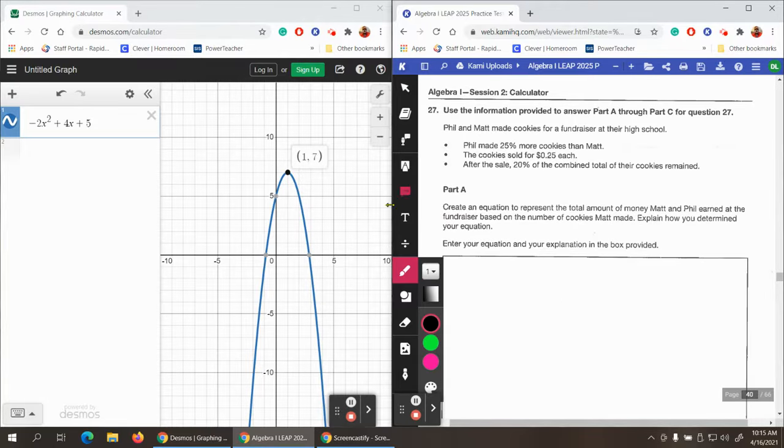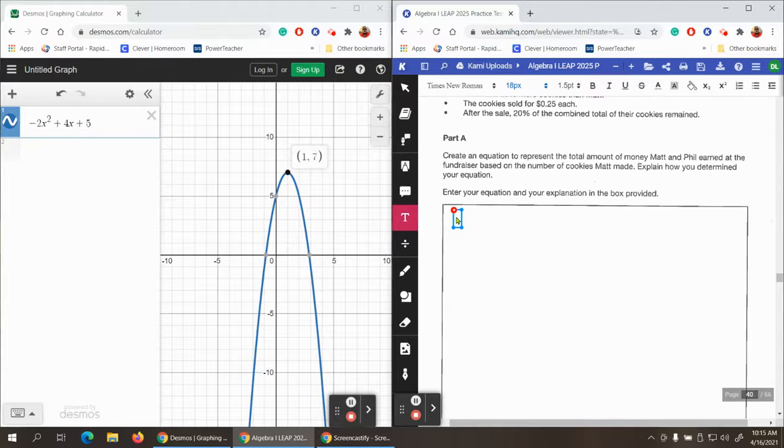All right, so moving on to Phil and Matt made cookies for a fundraiser. Phil made 25% more cookies than Matt. The cookies sold at 25 cents each. After the sale, 20% of the combined total of their cookies remained. Create an equation to represent the total amount of money that they earned. Put the equation in the box.